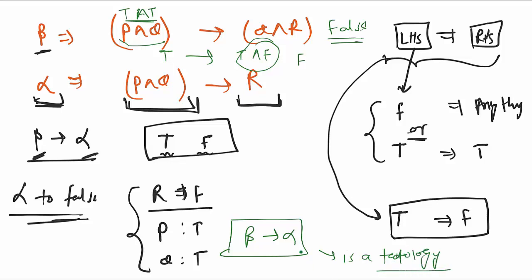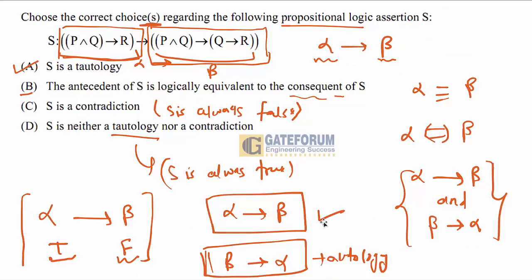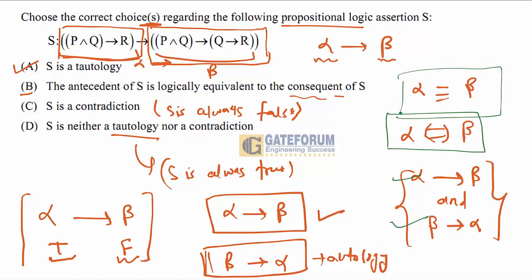Right? So I can say that these are logically equivalent. Why? Because alpha imply beta is there and beta imply alpha is also there. That's why alpha implies beta and vice versa. That means that alpha and beta are actually equivalent, right? So I can say that option B is also correct.